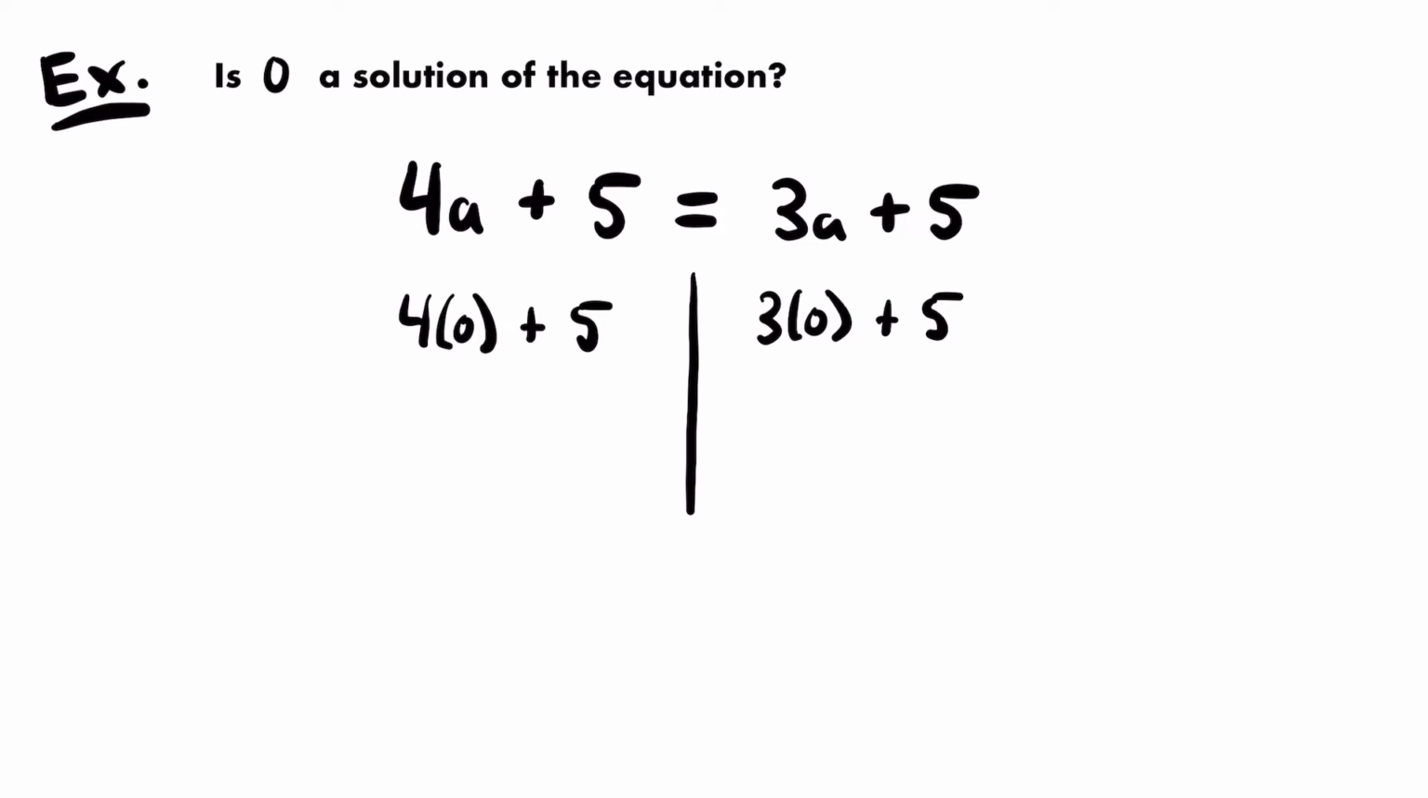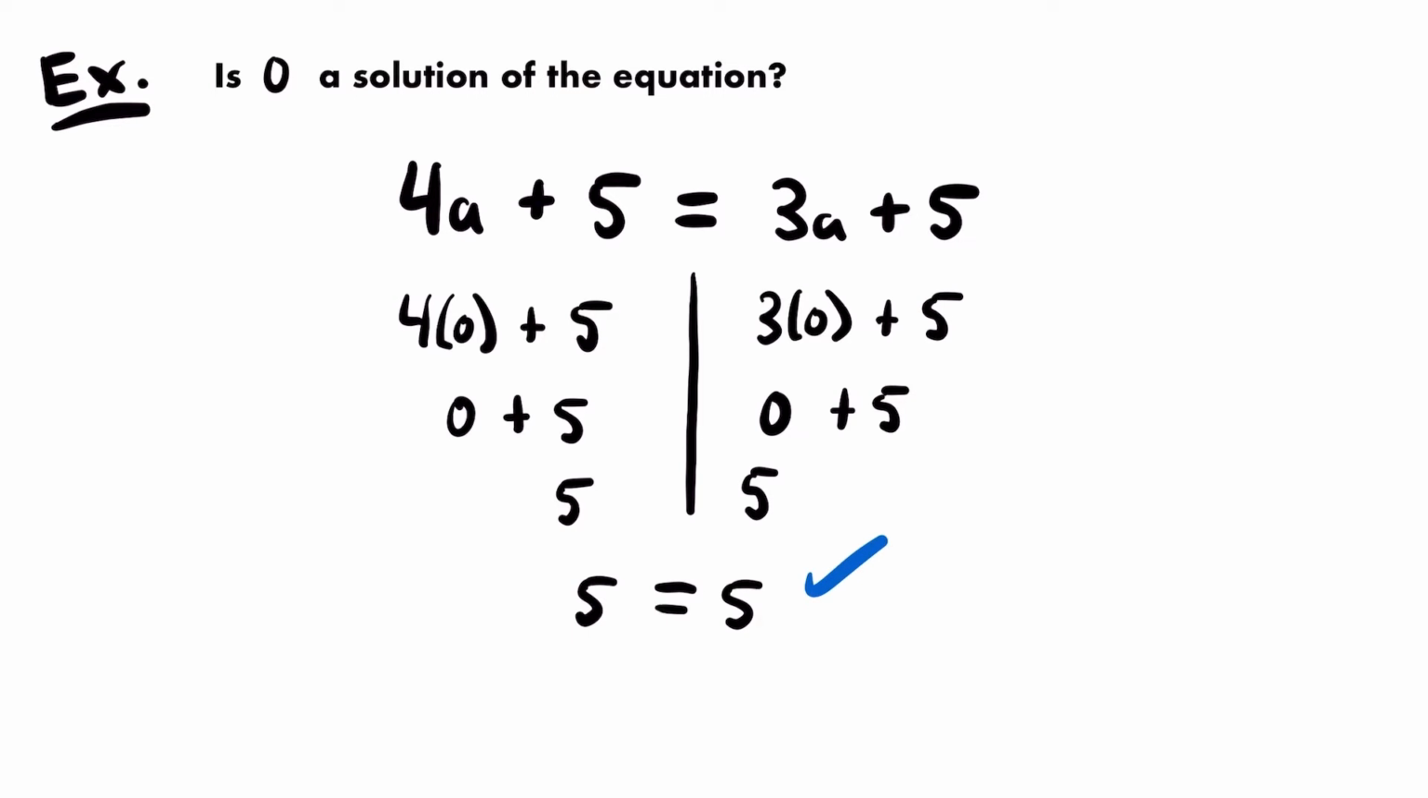Really anything times 0 is 0. So we have 0 plus 5, 0 plus 5, and anything plus 0 is itself. So we have 5 and 5. So now comparing both sides of the equation, we have the same number, 5. So what we get here is 5 equals 5, and that is true.